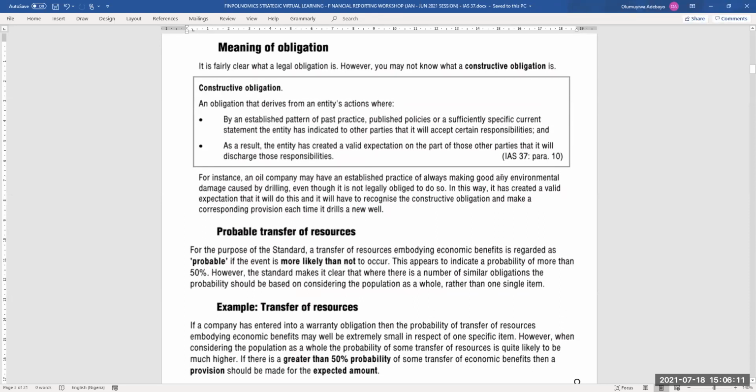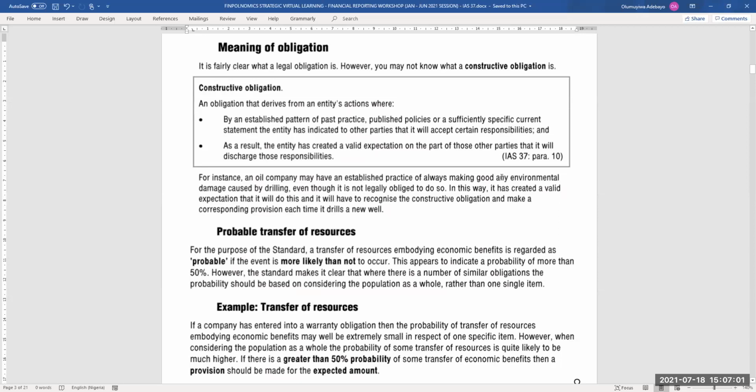Meaning of obligation. It is fairly clear what a legal obligation is. However, you may not know what a constructive obligation is. Constructive obligation: an obligation that derives from an entity's actions where, a, by an established pattern of past practice, published policies, or a sufficiently specific current statement, the entity has indicated to other parties that it will accept certain responsibilities. And secondly, as a result, the entity has created a valid expectation on the part of those other parties that it will discharge those responsibilities.